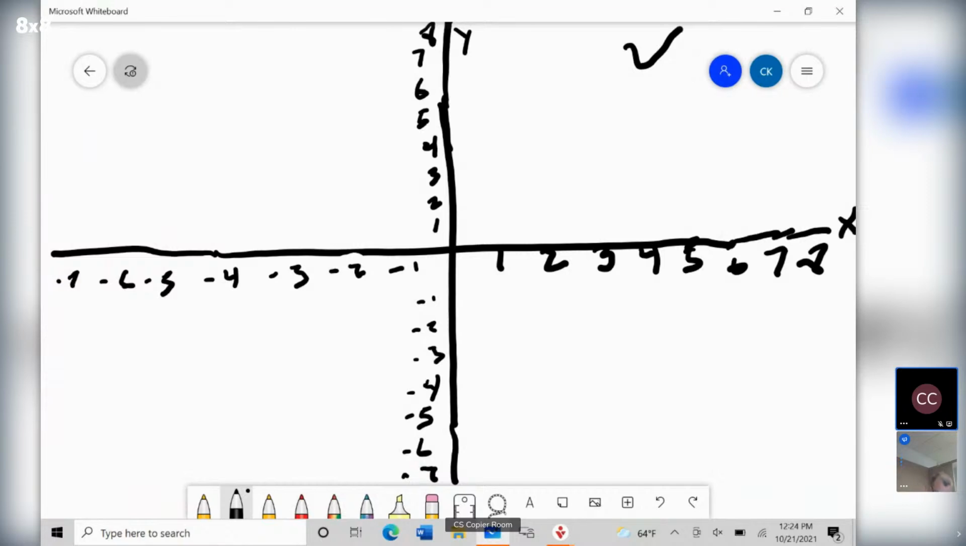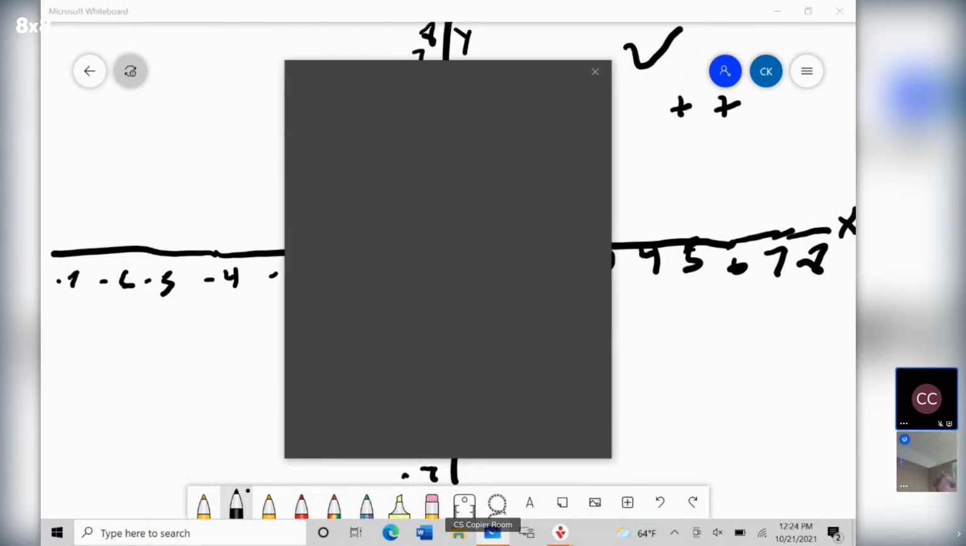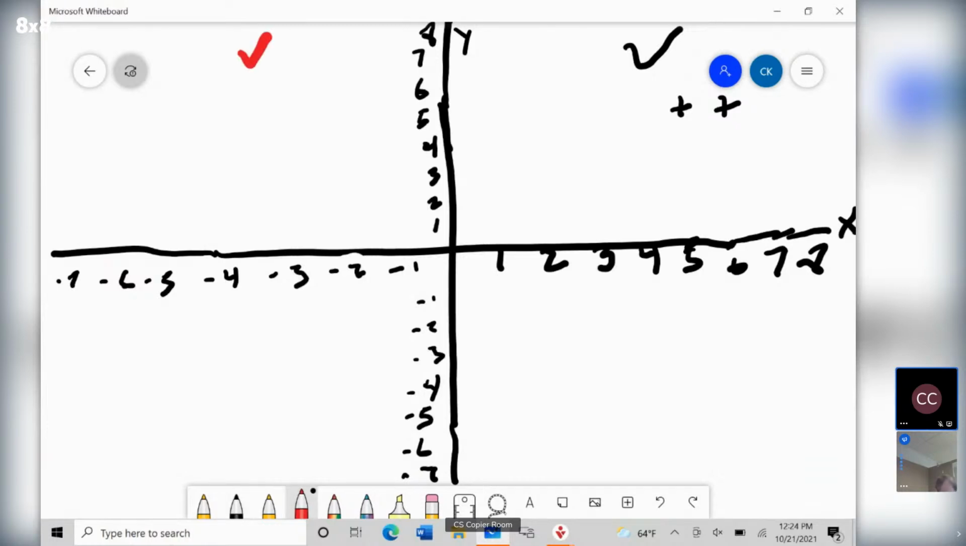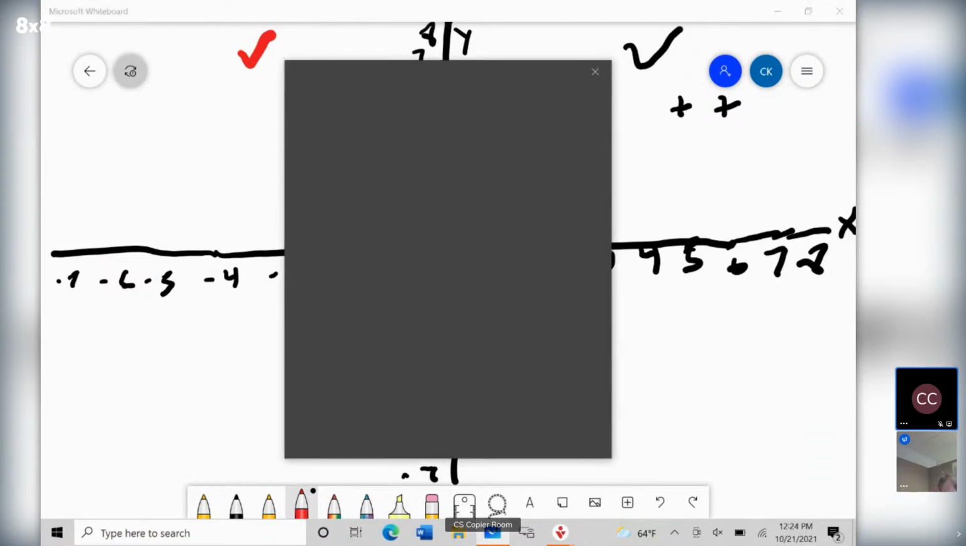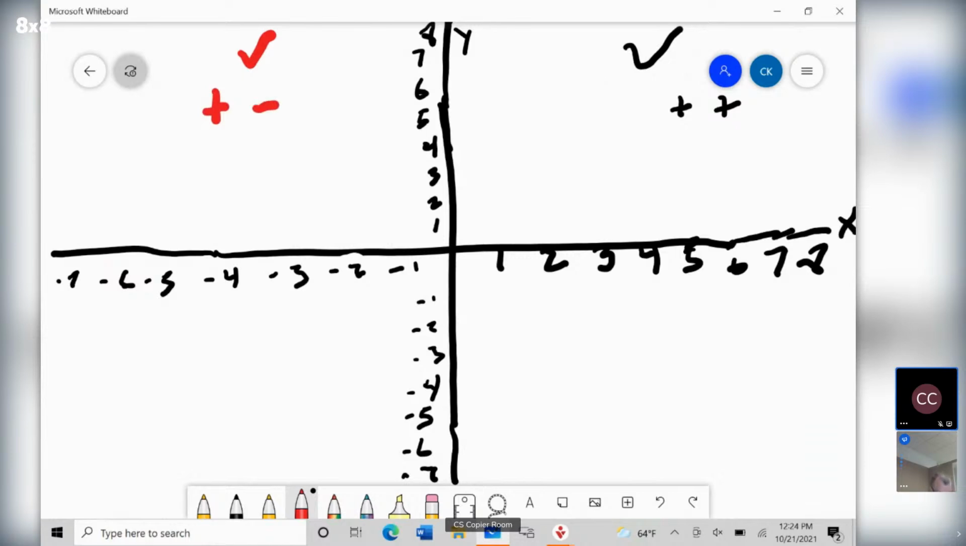So I want you to think a couple things here. If you ever plot a number over in this one, it's going to be positive and positive. The x is going to be positive and the y is going to be positive. If we plot something, and I'm going to use colors, over in the red one, the x is going to be positive and the y is going to be negative. If we plot one in this lower left-hand one, use yellow, the x is going to be negative and the y is going to be negative. And if we plot one over in this one over here, the x is going to be positive and the y is going to be negative.